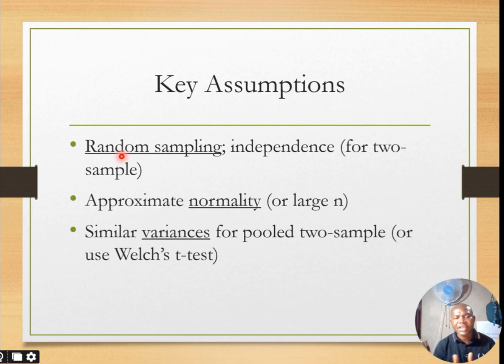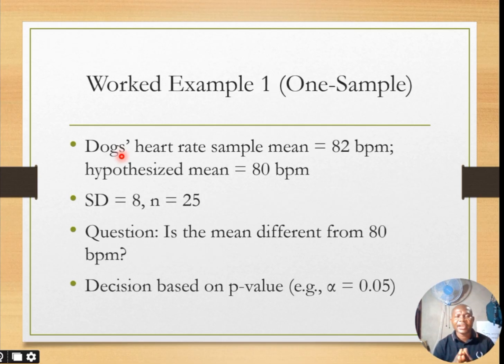If these assumptions are violated and we go ahead to apply the t-test statistics to our data set, our conclusion will actually be statistically wrong. So let's look at a few worked examples.